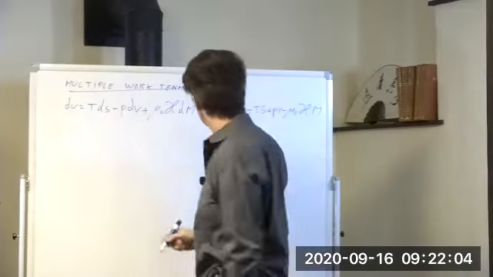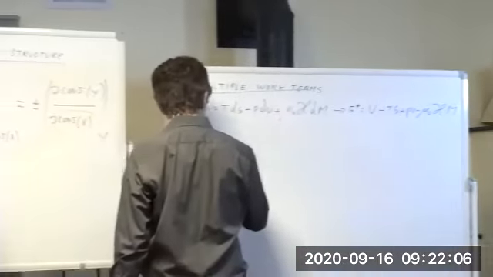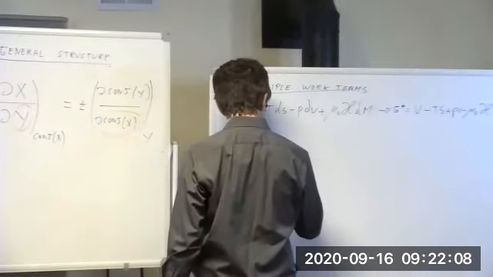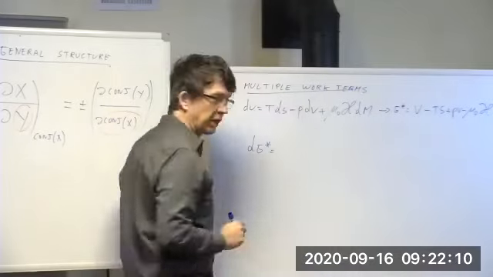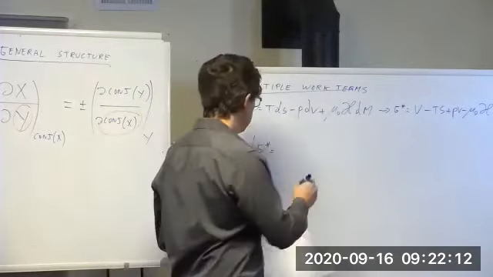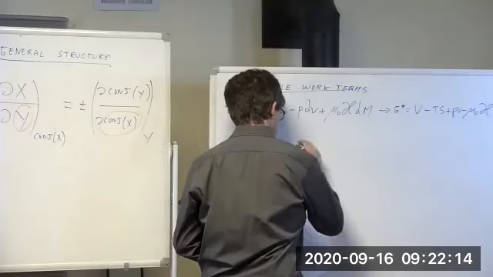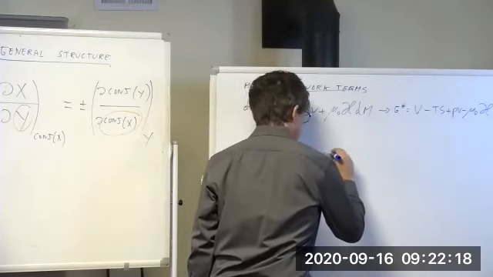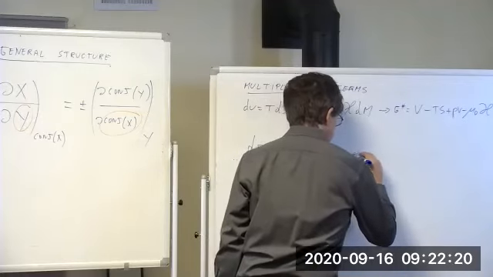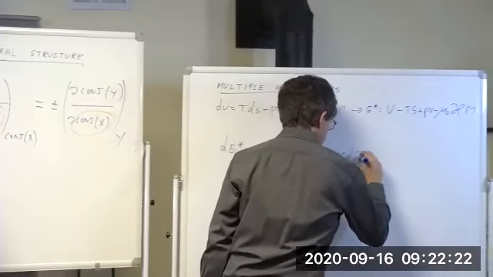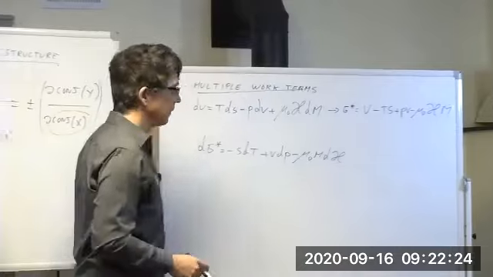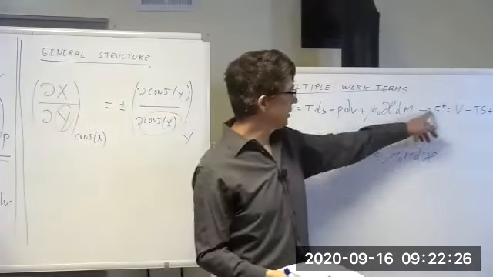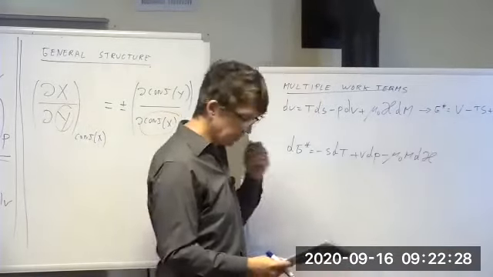How would the differential of G, or G star, look like? Try to practice this a bit, right? So you don't always have to spend too much time on this. That would be minus S dT plus V dP minus mu naught M dH, right? Again, you would take the differential of this, substitute what the U is, and here's what you would get, right?